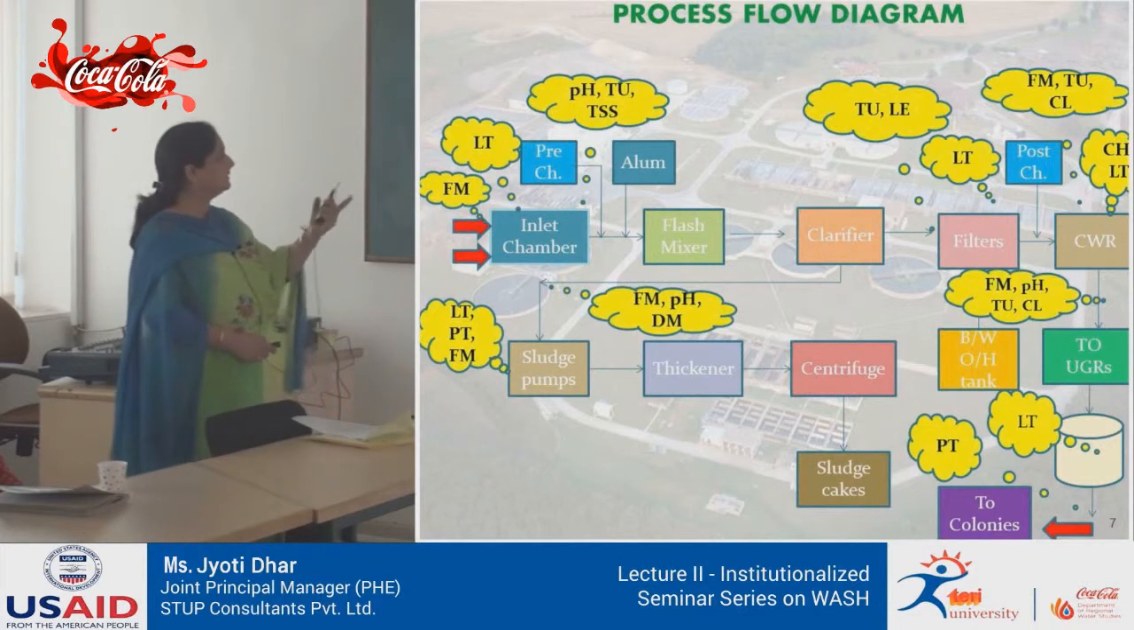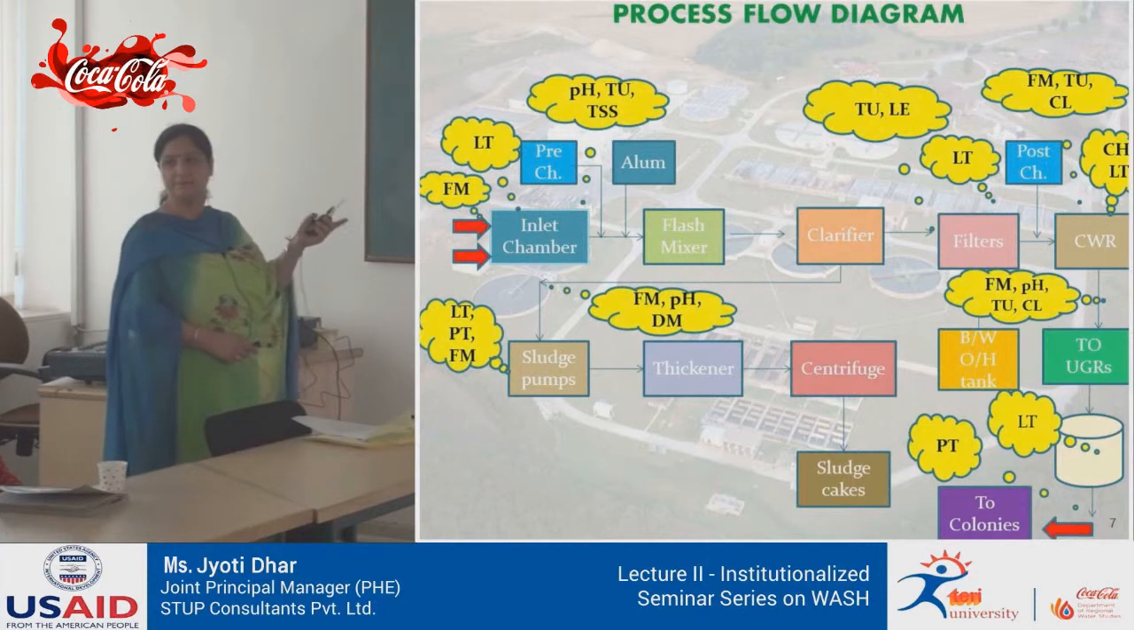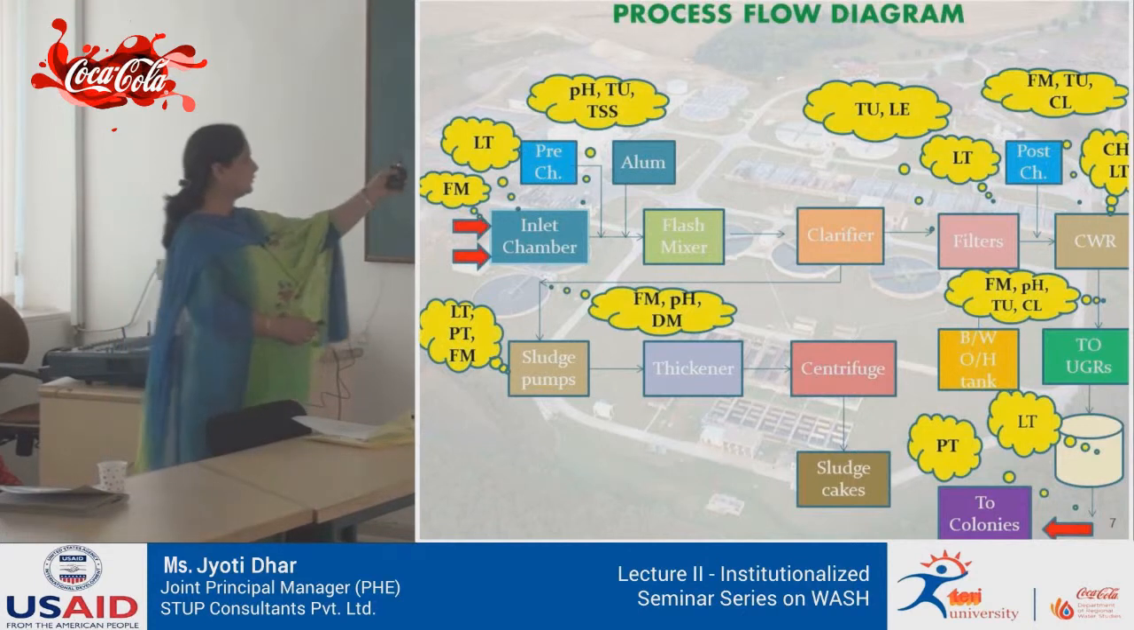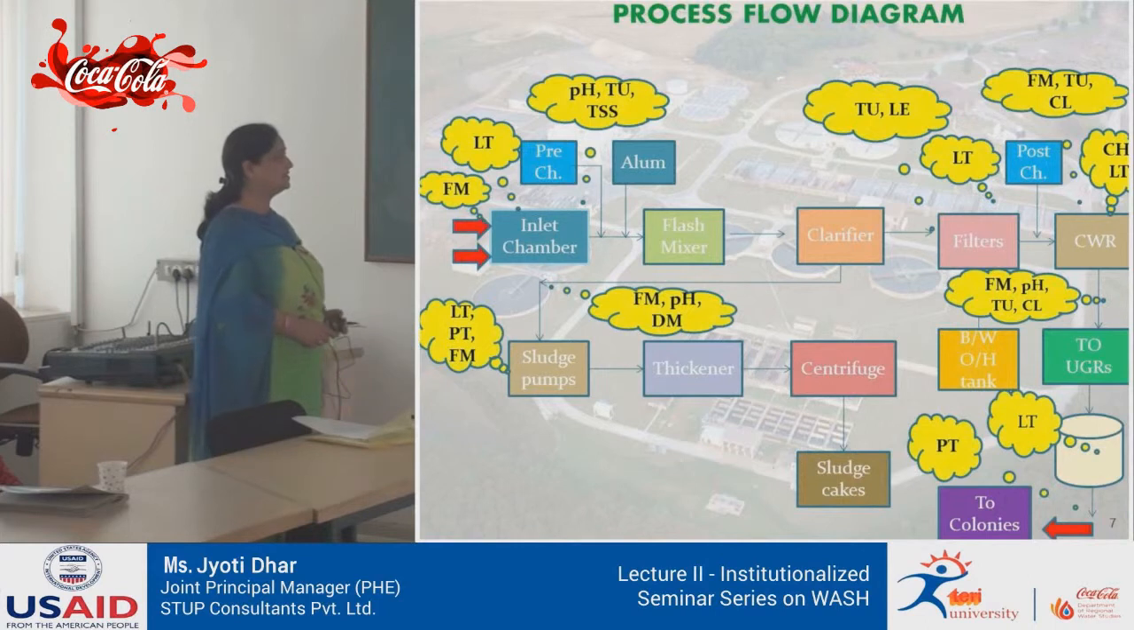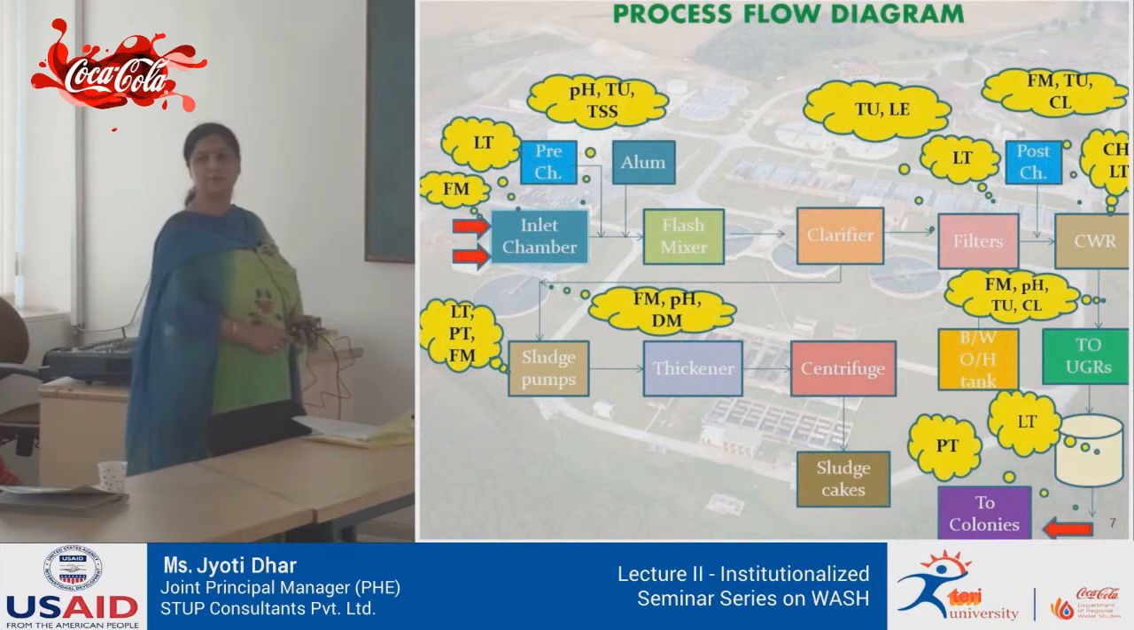So this is a typical process flow diagram of a water treatment plant. Fine. You have a raw water source, and then you have an inlet chamber wherein you dose the chlorine and alum. And finally, you have a flash mixer for rapid mixing of the lime and the water.